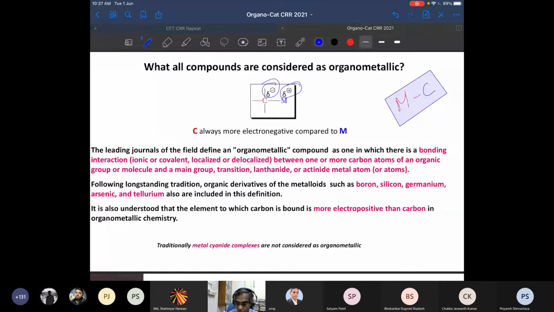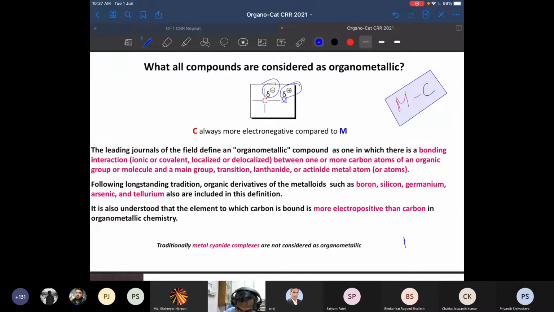Now, how do we define organometallics? You can read from here what I have given. The bonding interaction can be ionic, covalent, or a localized or delocalized bonding between a metal and a carbon. Again, this definition is not a hard and strict rule. There are exceptions, right? So whenever you see a metal carbon bond, you cannot simply call all of them an organometallic compound.